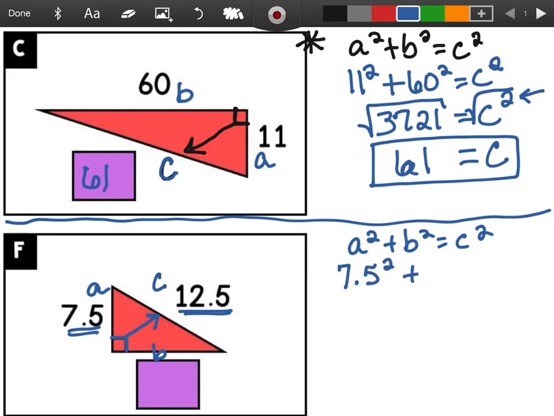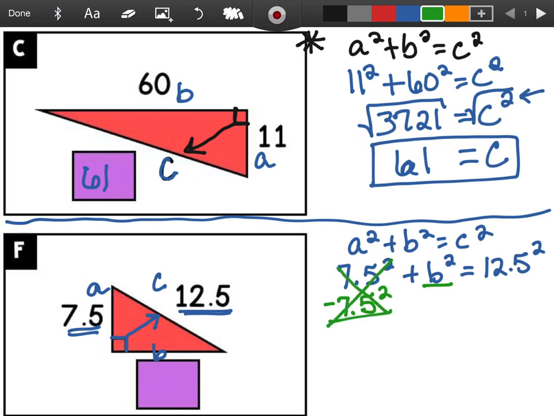7.5 squared plus B squared equals 12.5 squared. Okay, so we can go old school or we can go easy and use math to our advantage. Ultimately, you've got to get rid of this because I want to solve for b squared. So I'm going to do, again, the inverse. Right now, my 7.5 is positive, so I'm going to subtract it. That goes away because it turns into a zero pair. Over here, what I do to one side, I must do to the other, so I'm going to subtract that.